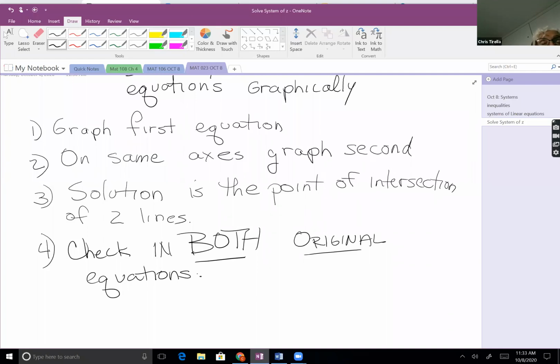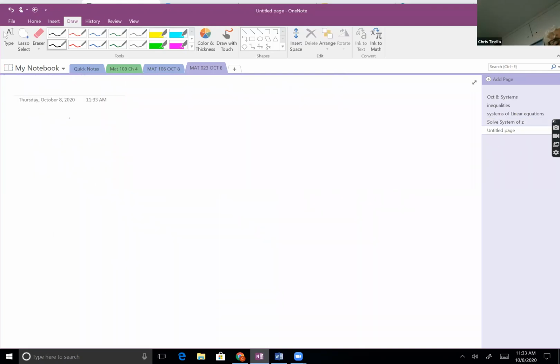Can I turn the page? Okay. So let's look at a few examples. First example, let's solve the system. Let's look at x minus y equals 2 and 2x minus y equals 3.